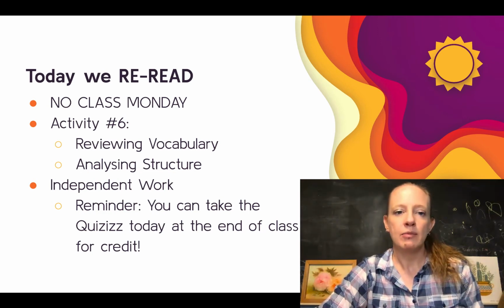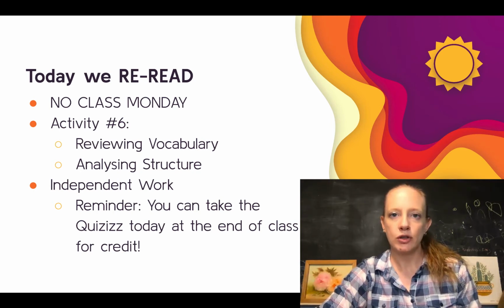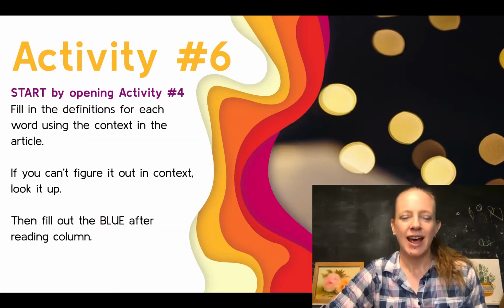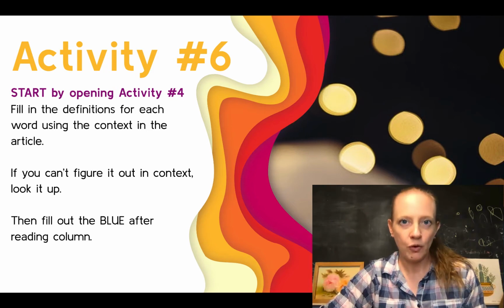Today we're doing activity number 6. We're going to go back over your vocabulary chart from activity number 4. We're going to look at some structure from the article as you're rereading. And then at the end of class today, you're going to do your quizzes and have a chance to raise your score. Activity number 6, we're actually going to start this by opening activity number 4.